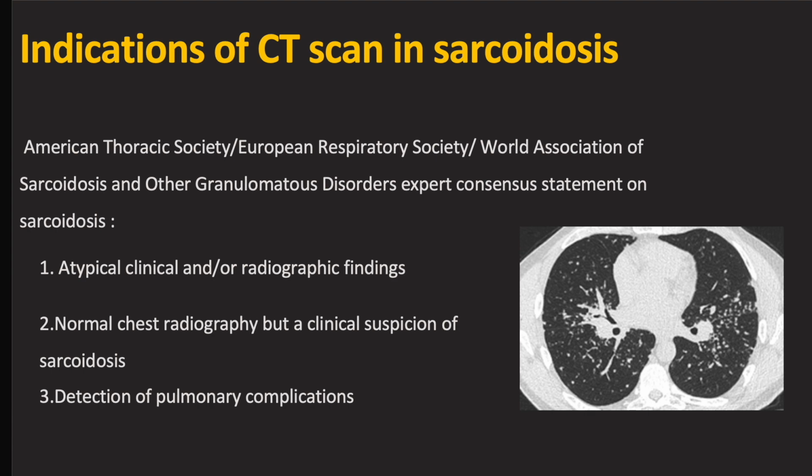Well, the ATS, ERS and WASOG committee does recommend a CT scan for patients with atypical findings, patients where you're not sure with just the x-ray and the clinical data. Obviously, even with a normal chest x-ray, I would go ahead and do a CT scan for a patient suspected of sarcoidosis. It's also important because it tells us about the accompaniments, the complications, and the staging of the sarcoid. So if I suspect sarcoidosis, almost all of these patients would undergo a CT scan, and that will have a lot of implications for the diagnosis as well as management.